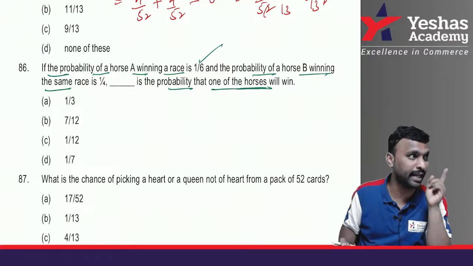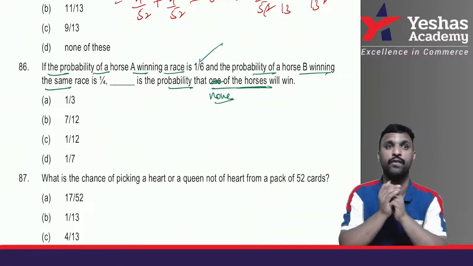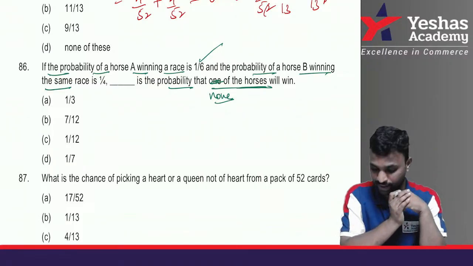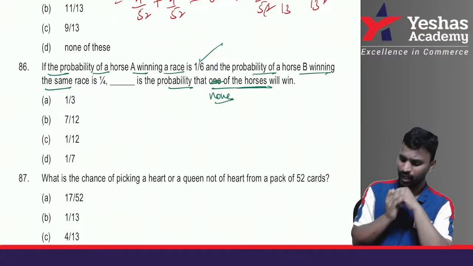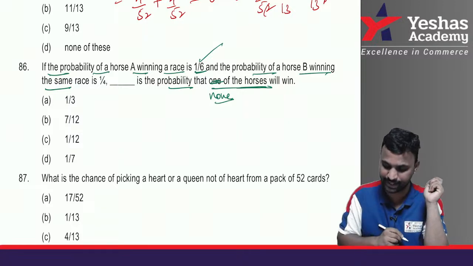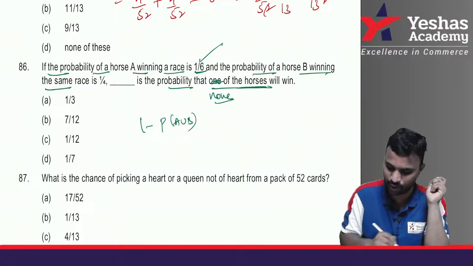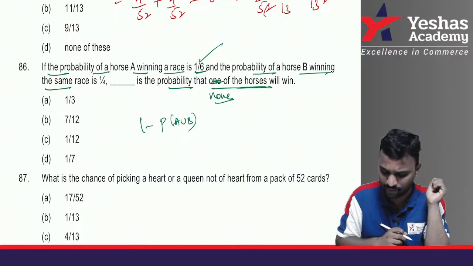In the material, they have said probability of none of the horses win. None of the horses win. So, none of the horses win they have given. So what you have to do, none of the horses win means 1 minus at least one horse winning the race. Yes or no? None means not at least one horse winning the race.